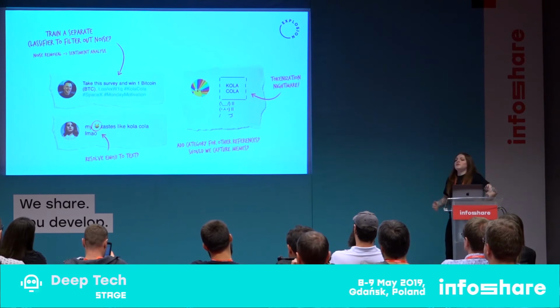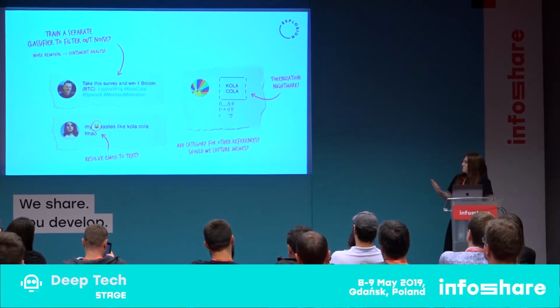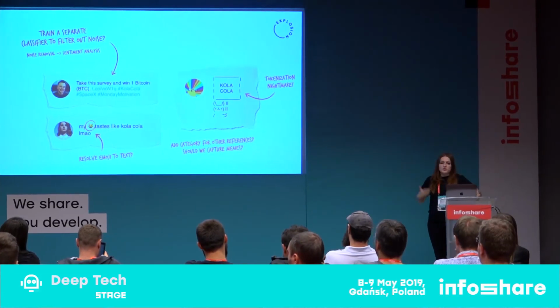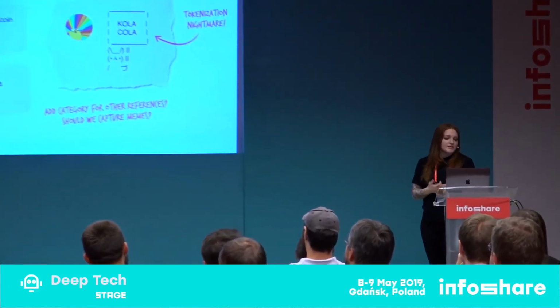Same here, what do we do with emoji? Are we leaving them in? Do we have enough examples? Are we replacing them maybe with text to give the model a better hint? Because as far as the model is concerned, that's just a Unicode character. Can we handle that? Can we not handle that?